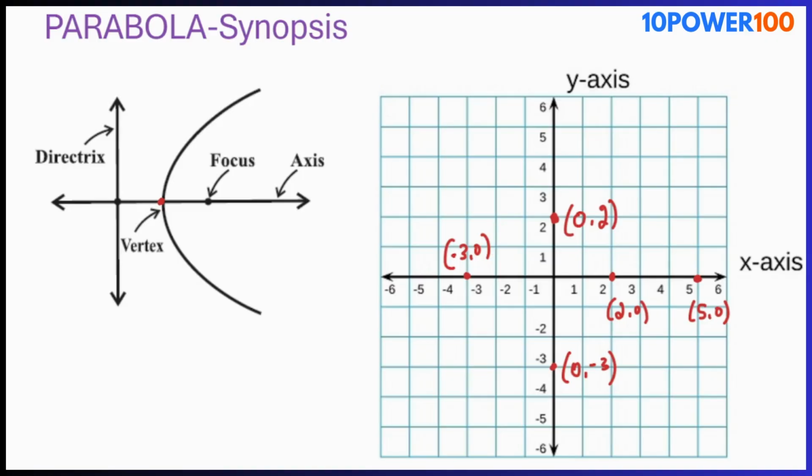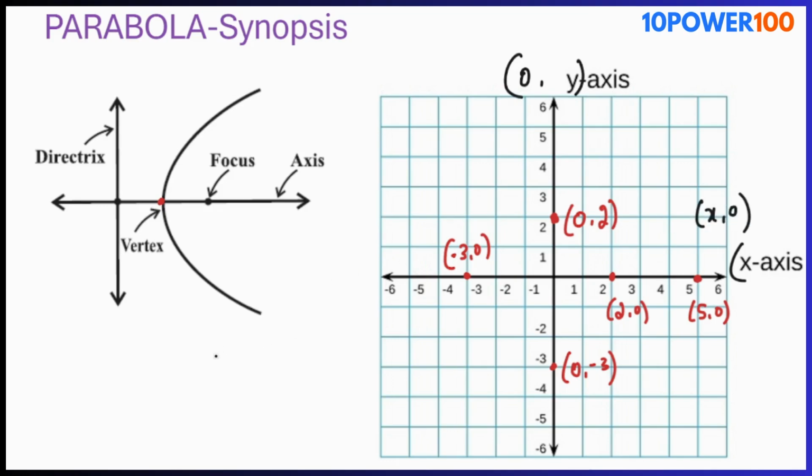Remember, if I say the point is on the x-axis, then the y value is 0, so it becomes x, 0. If I say the point is on the y-axis, it becomes 0, y. This is one thing that you have to keep in mind.